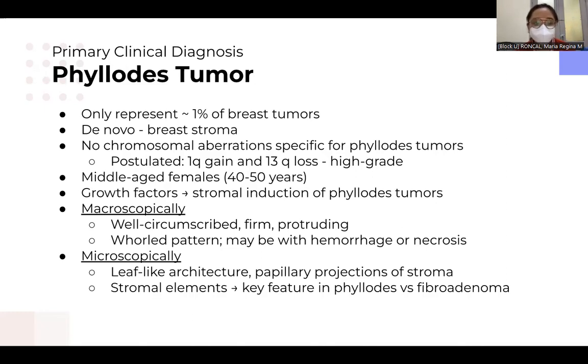Currently, no chromosomal aberrations have been found to be specific for phyllodes tumors. However, there were previous reports that postulated that high-grade phyllodes tumors consistently showed a chromosomal gain 1q and 13q loss. The majority of these phyllodes tumors occur almost exclusively in females and predominantly in middle-aged women around 40 to 50 years old.